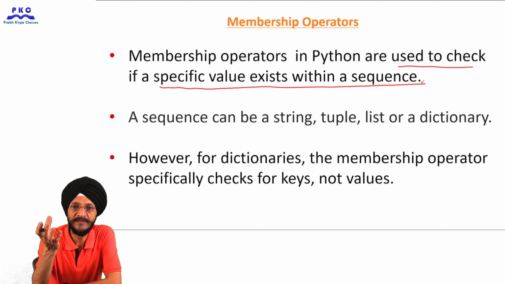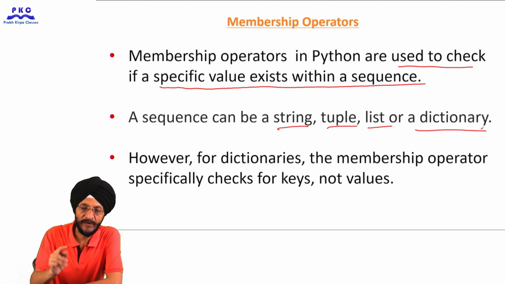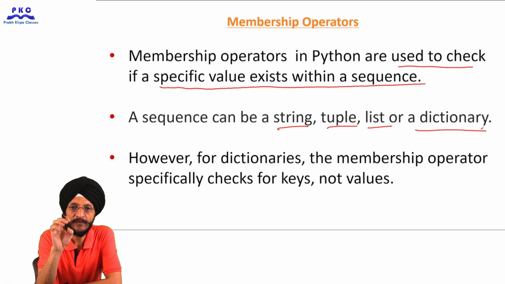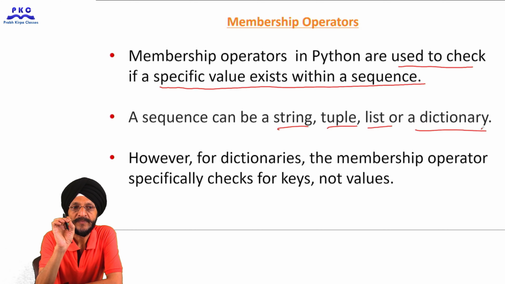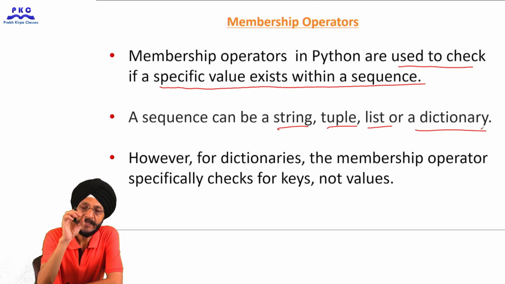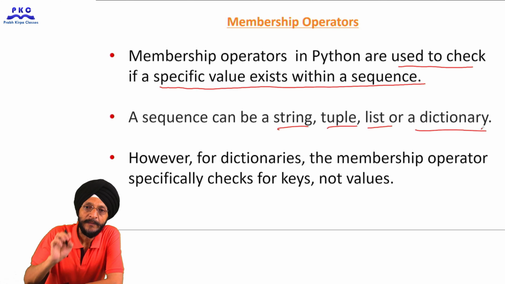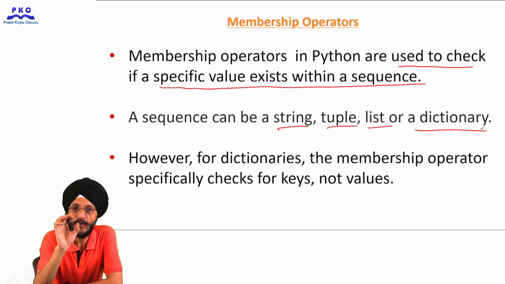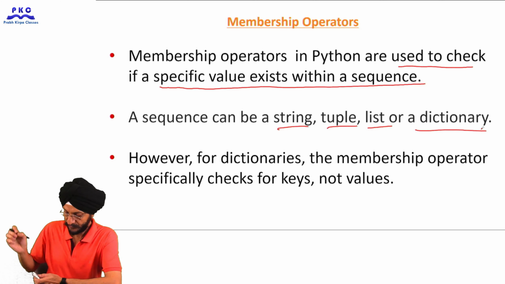Now the question arises, what is a sequence? A sequence can be a string, tuple, list, or dictionary. We will also learn the meaning of string, tuple, list, and dictionary. Here we have stated that the membership operator checks if a specific value exists within a sequence. But in the case of a dictionary, the membership operator does not check for values, but it checks for keys.